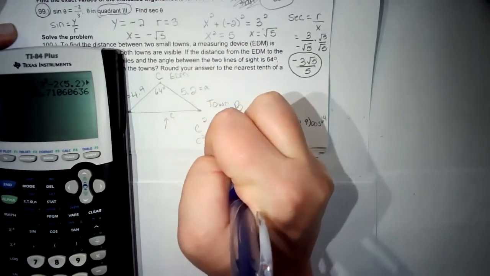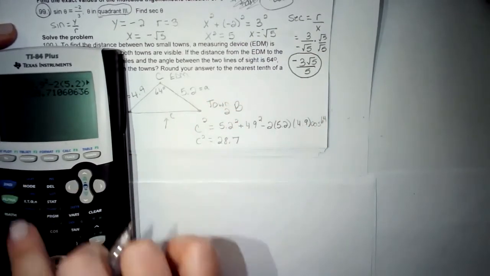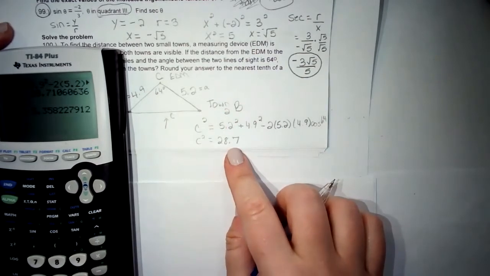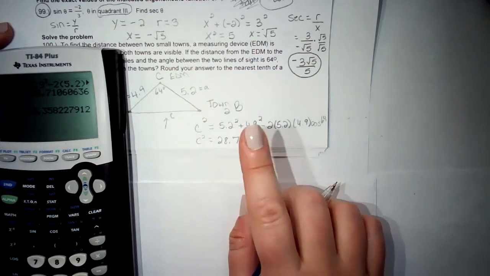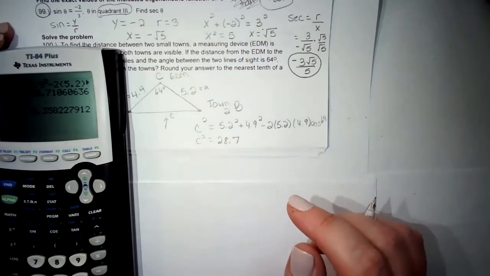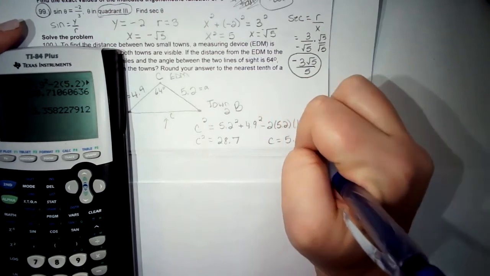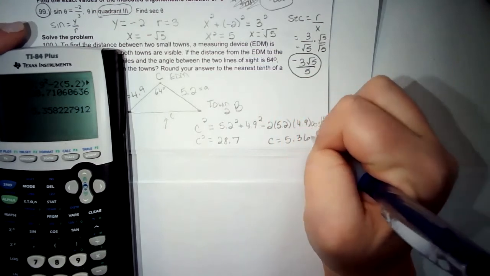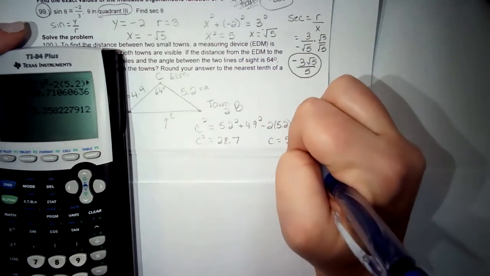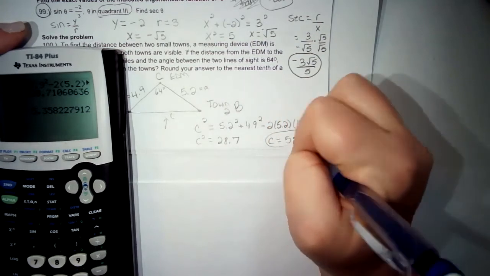Gives me 28.7, but now I need to take the square root. Let me warn you, 28.7 would be an answer choice. They're trying to trick you, right? So make sure you take the square root, and we end up with 5.36. Oh, it wanted it to the nearest tenth, 5.4 miles. Is that okay? Everybody get 5.4, or whoever did it? Okay, good.